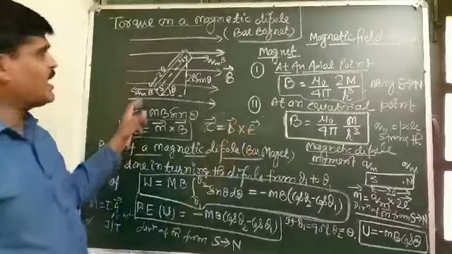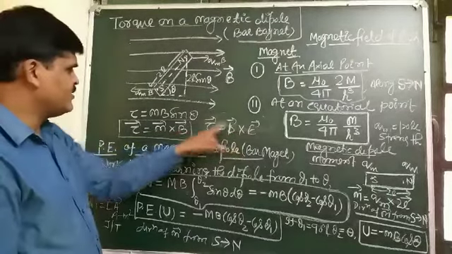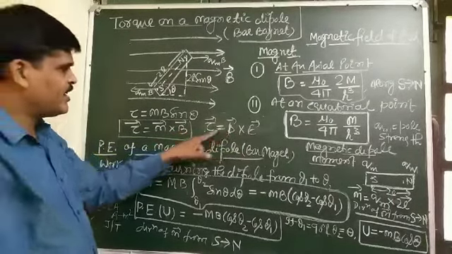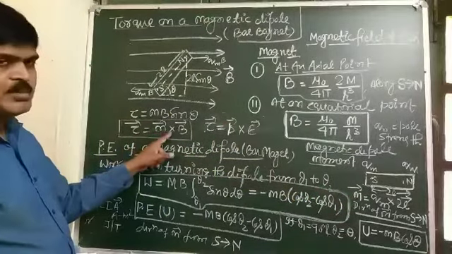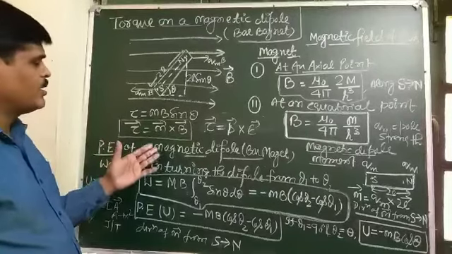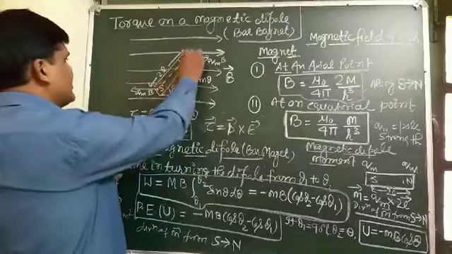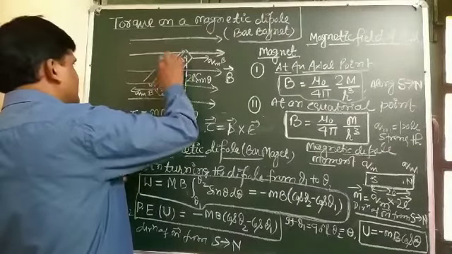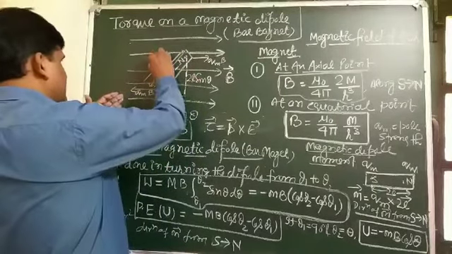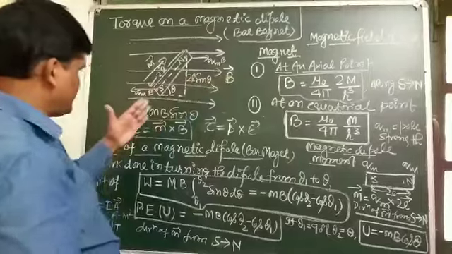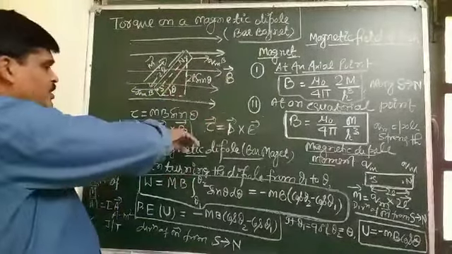In the same way, for torque on a magnetic dipole, only the field will change. E will change to the magnetic field, and the electric dipole moment changes to the magnetic dipole moment. So tau is equal to M cross B, and the direction of torque can be found by using the vector product M cross B. The direction of magnetic moment is from south pole to north pole, this is the direction of M, and this is the direction of the magnetic field.